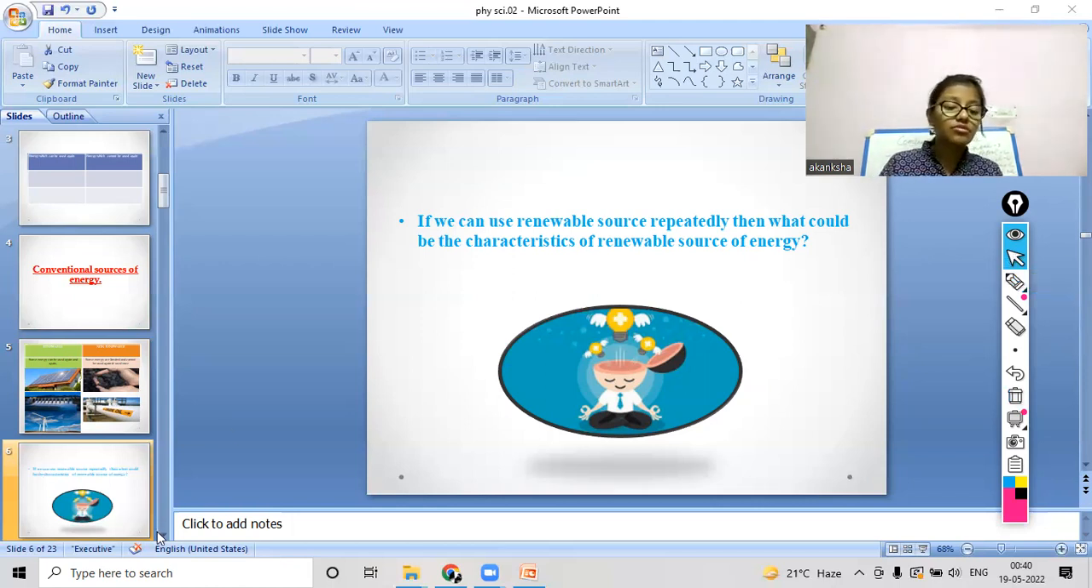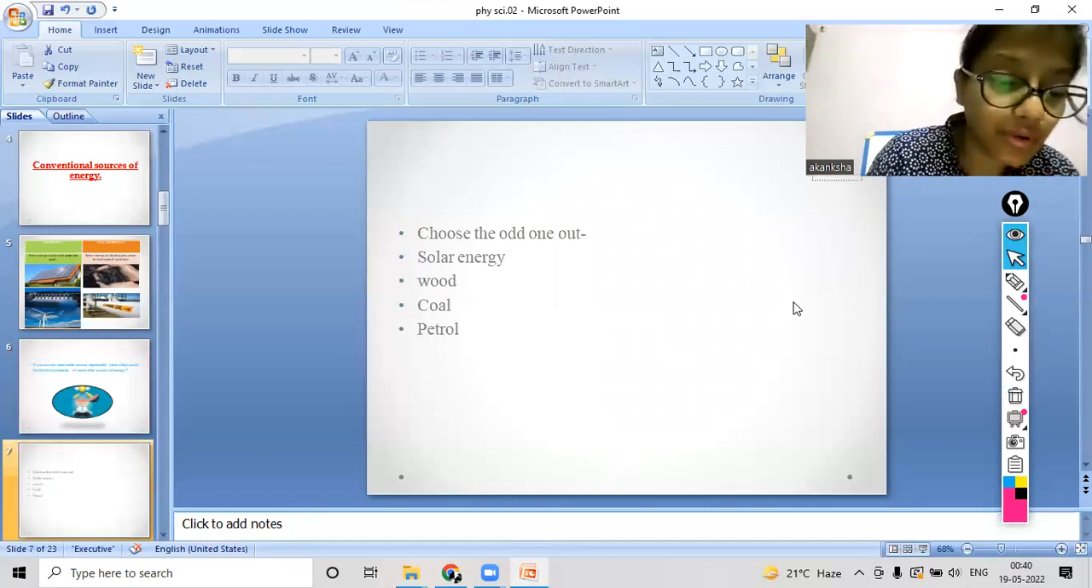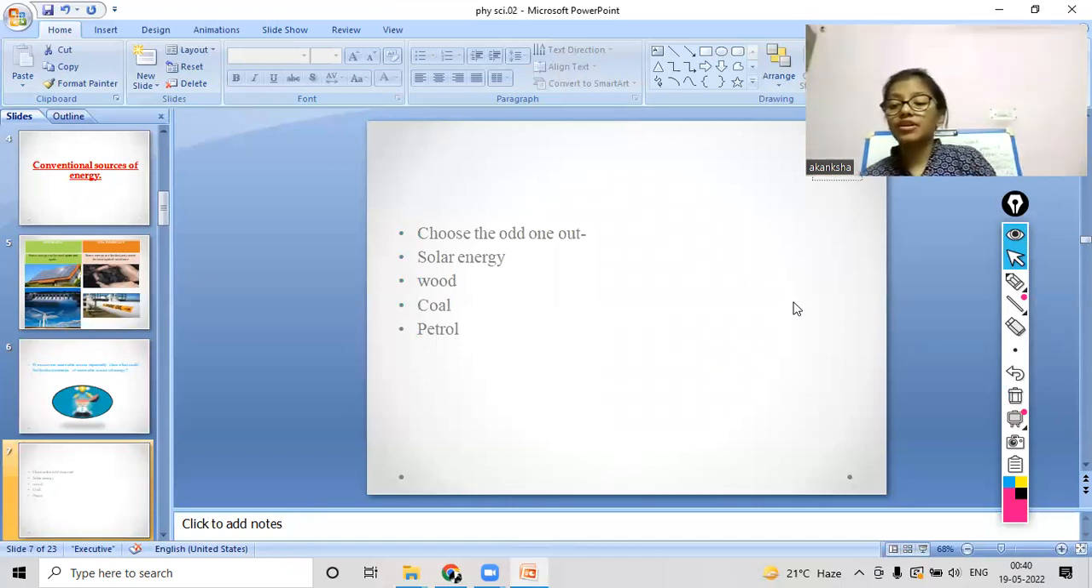Okay, so now we will move on ahead and see one main question of the topic we just discussed. You have to choose the odd one out among these: solar energy, wood, coal, or petroleum. I will give you 5 seconds to write your answers and then we will discuss the answer. Now you have to give your answers.